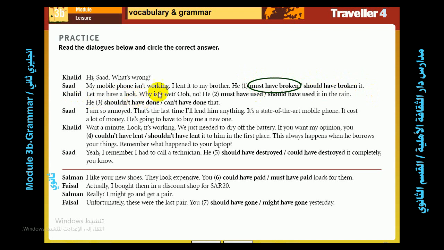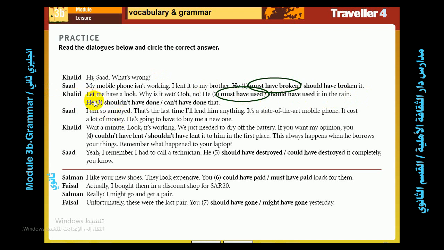Let me have a look. Why is it wet? Oh no. He must have used it in the rain. So Khalid is giving a positive deduction using must plus have plus past participle about using the mobile phone in the rain.